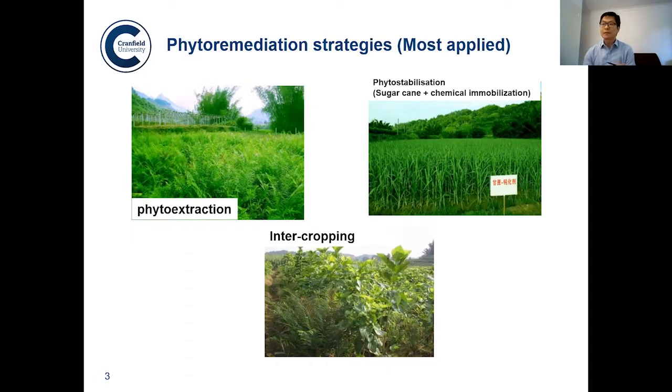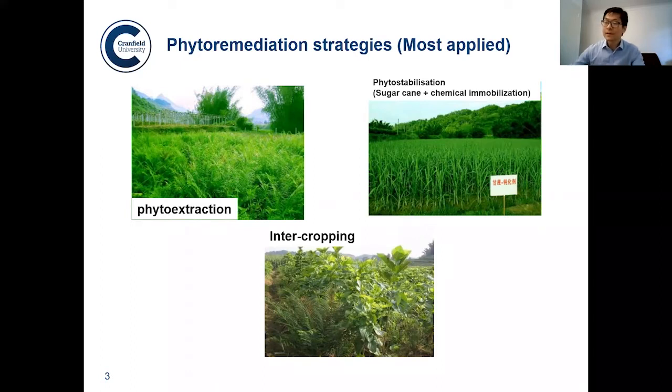So primarily the strategy for phytoremediation is phytoextraction. So basically you're using a very carefully selected plant to extract, to take up, most often the heavy metal elements from the soil, and so it accumulates in the plant biomass. So by the time you harvest the plant biomass, you would hope the majority of the contaminants will be absorbed in the biomass, leaving a relatively cleaner soil.